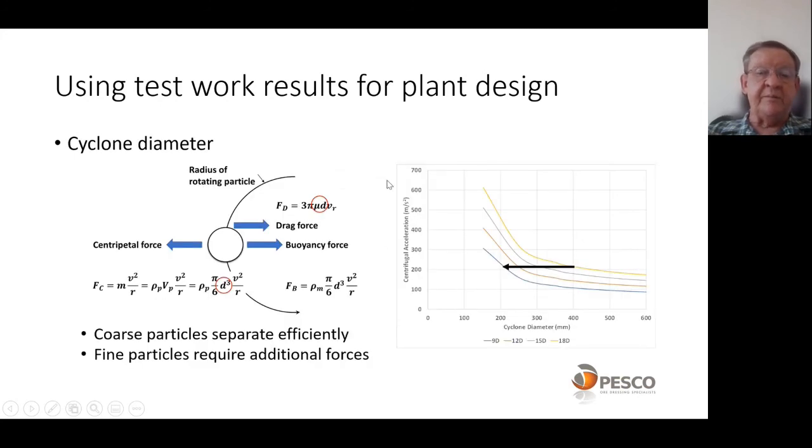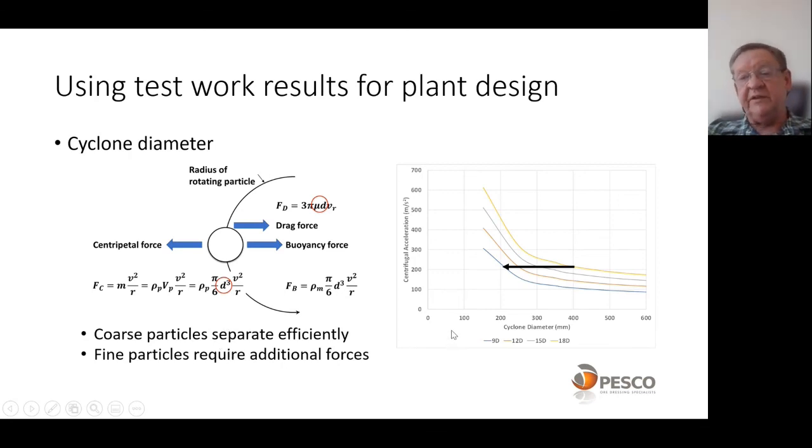If we look at cyclone diameter, first we're going to look at the forces acting on a cyclone. So we have a centrifugal or centripetal force acting in that direction, and a buoyancy and a drag force acting in that direction. If we look at the outward force, we find it's proportional to the diameter cubed, whereas the drag force is proportional to viscosity times just diameter. Because of this, coarse particles will separate efficiently, but fine particles require additional forces.